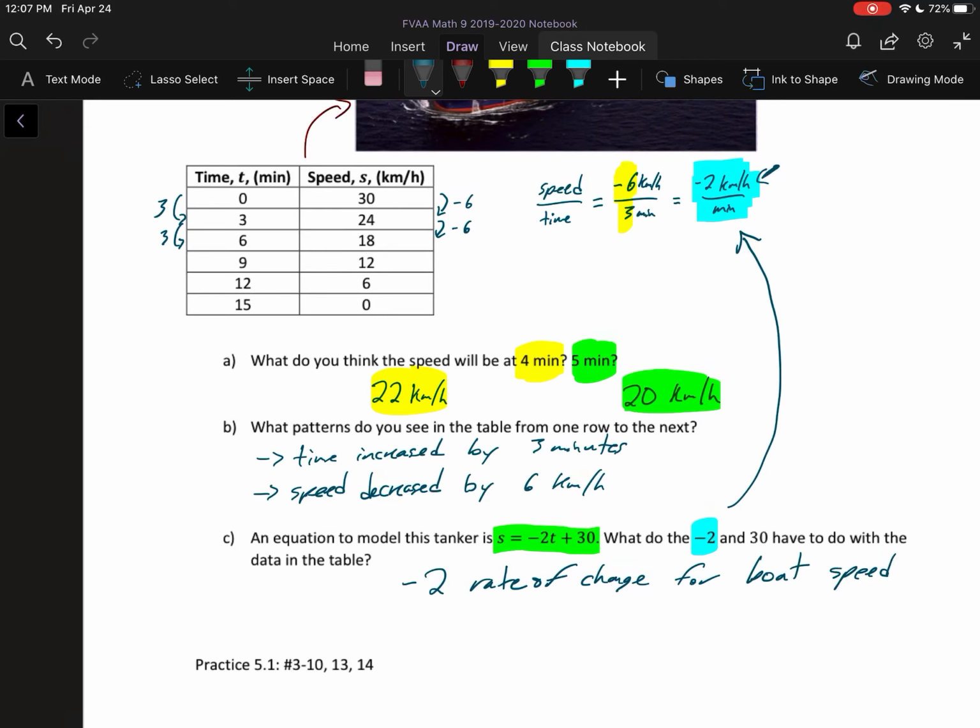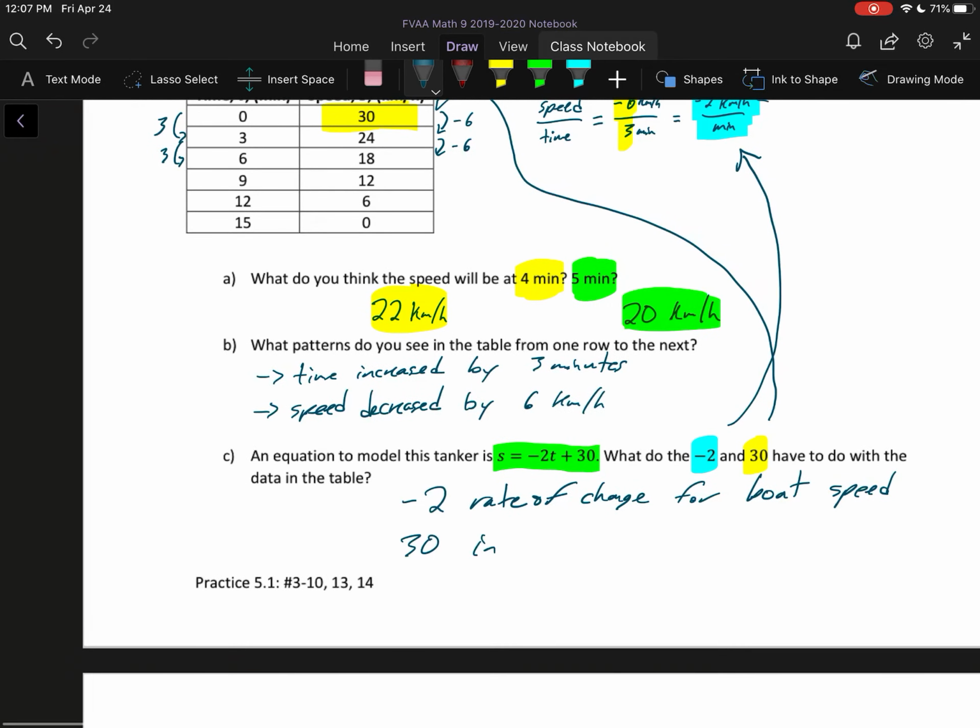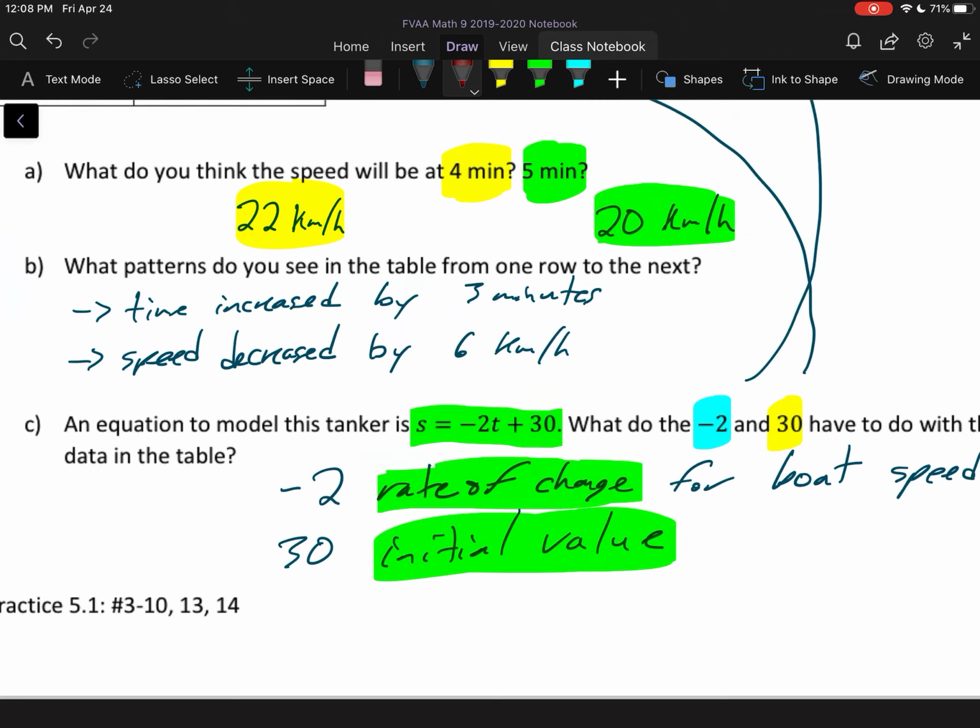And where's the 30? Where does the 30 come from? Well, 30 comes from right here, the very first value, my meandering line. So 30 is that initial value. Okay, and here we're kind of introduced to 2 really important terms when it comes to linear relations. We have our rate of change and initial value. And these 2 values show up in our equations that we're going to be making for linear relations. We're always going to have a rate of change and an initial value that we have to put in our equation.